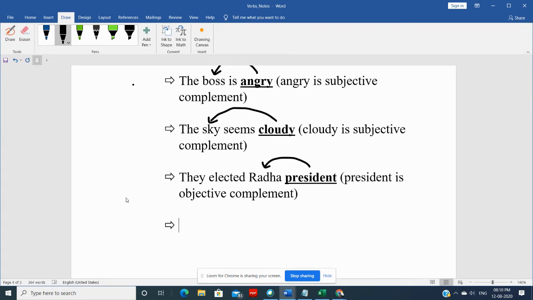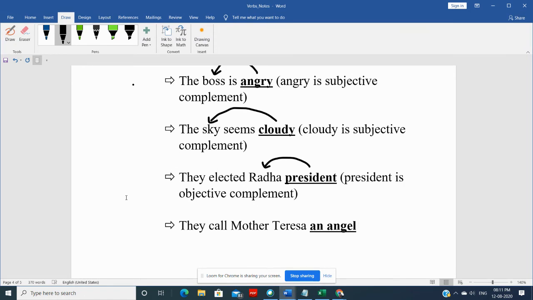Now, next sentence. They call Mother Teresa an angel. If you just remove the words an angel, "they call Mother Teresa," now again, it's not making any sense. It means we need to add some word to make it complete sense. And that word is here, an angel. Now, an angel becomes your complement. Again, what kind of complement is it? Is it a subjective complement or an objective complement?